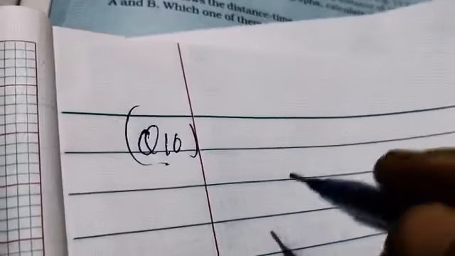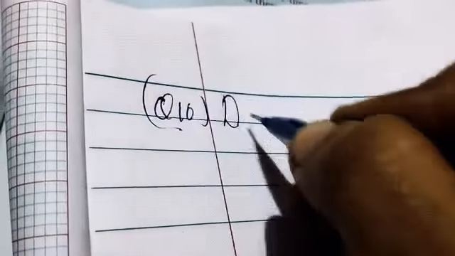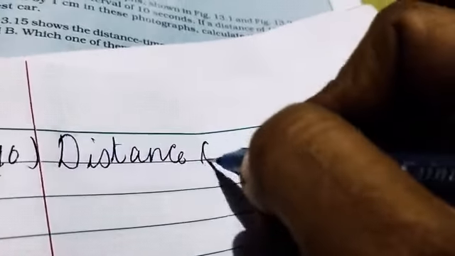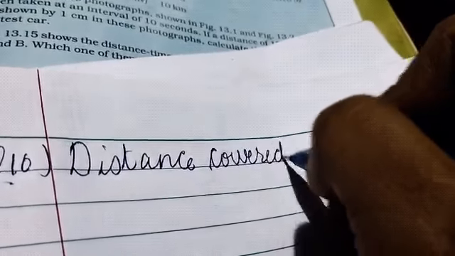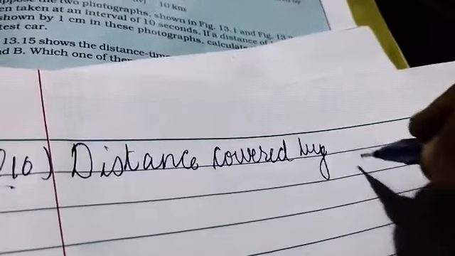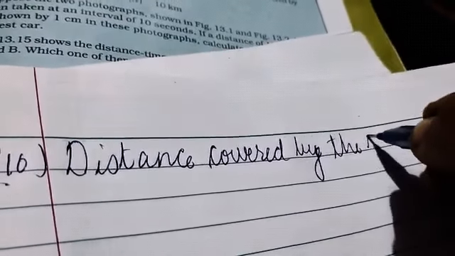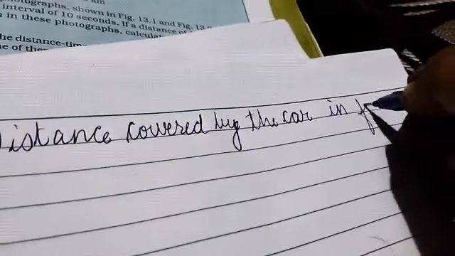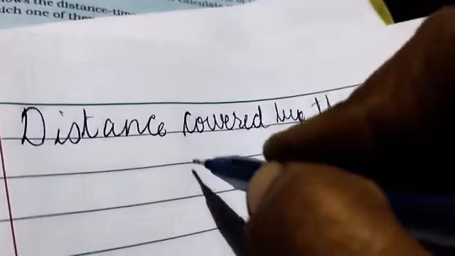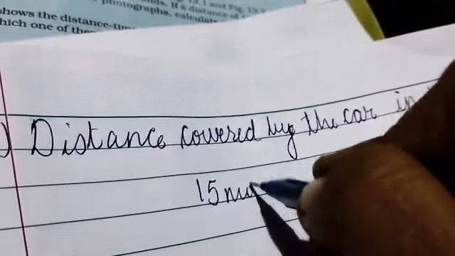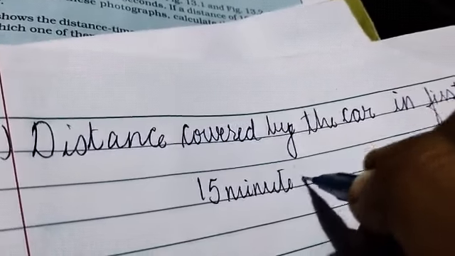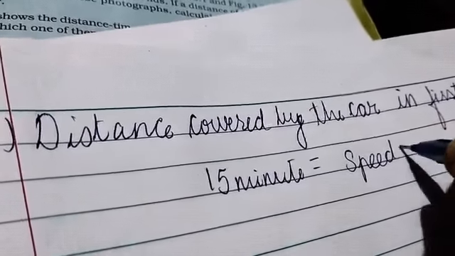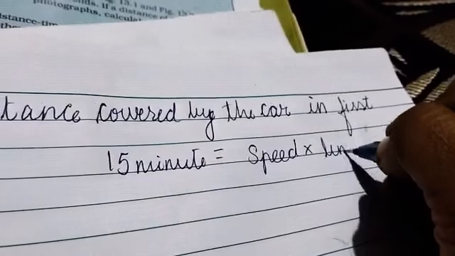Right. So first what we will write? We will write distance covered by the car. What is the distance covered by the car in first? Fine. What is that? It is 15 minutes. 15 minutes के लिए चल रहा है, and we know that it is speed into time. ये क्या है? स्पीड इनटू टाइम.